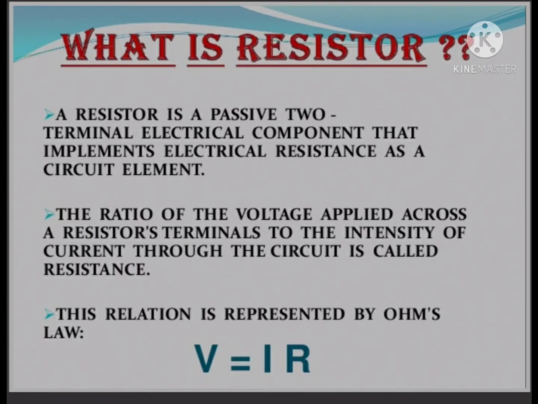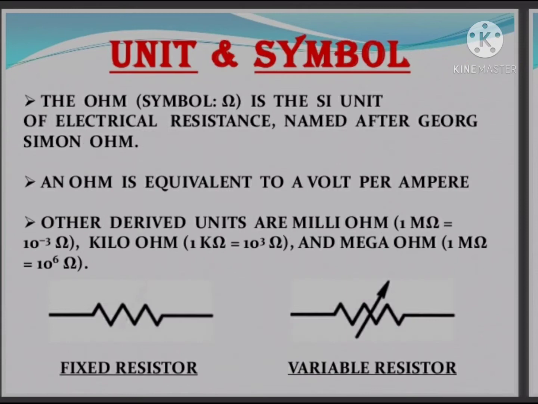A resistor is a passive two-terminal electrical component that implements electrical resistance as a circuit element. The ratio of voltage applied across a resistor's terminals to the intensity of the current through the circuit is called resistance. This relation is represented by Ohm's law, that is V is equal to IR.